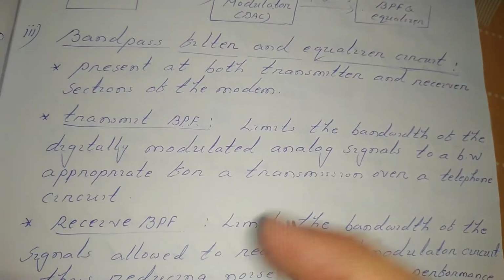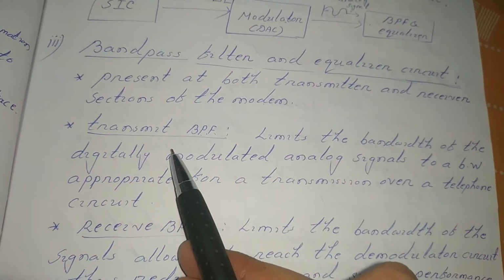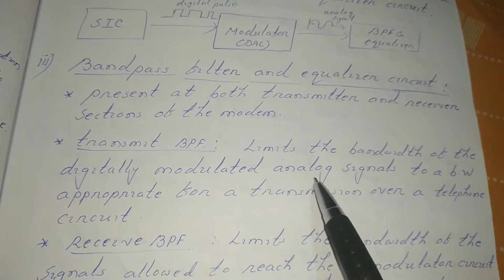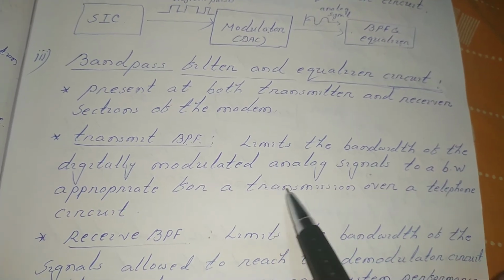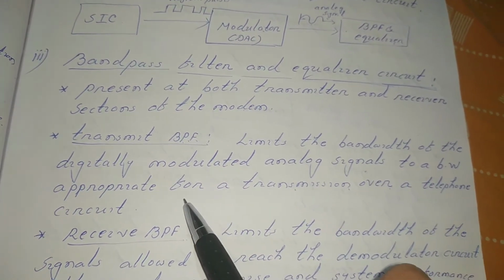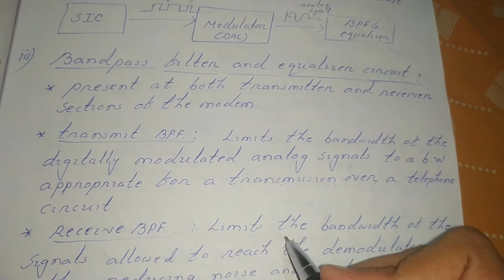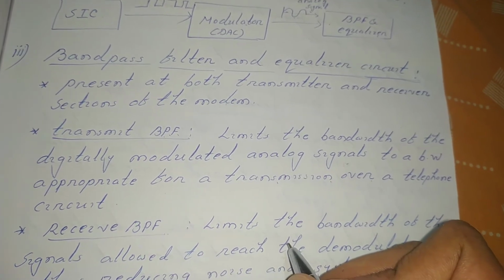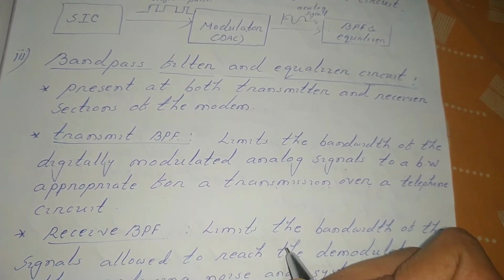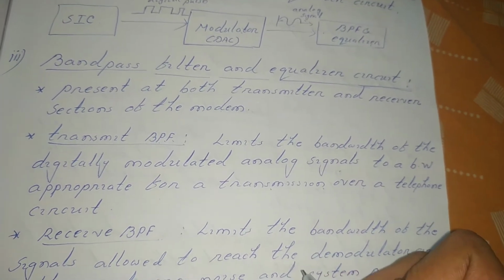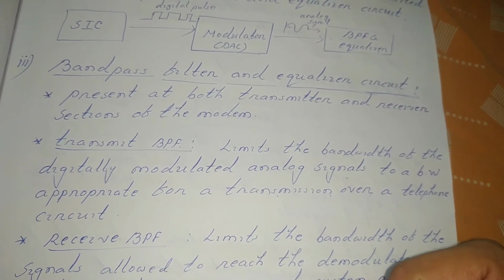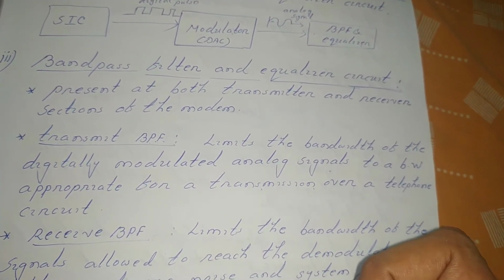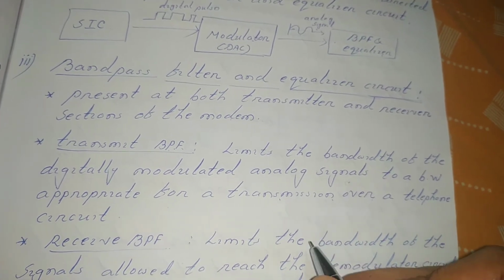So first let's see the role of the band pass filter at the transmit side or transmission section. It limits the bandwidth of the digitally modulated analog signal to a bandwidth appropriate for transmission over a telephone circuit. Suppose your bandwidth range is between 1 kilohertz to 2 megahertz, but your band pass filter is fixed so that the signal bandwidth should be between 300 bps to 1 kbps. So it will only pass that range.